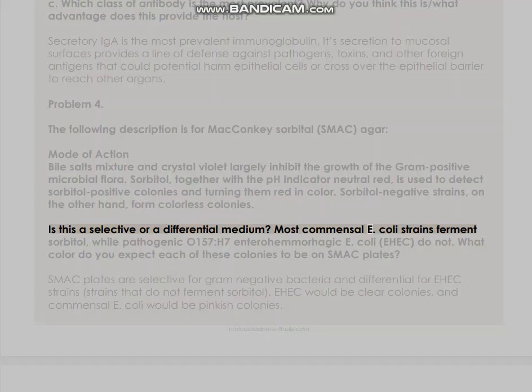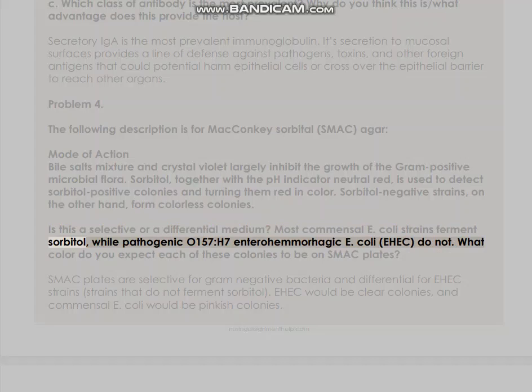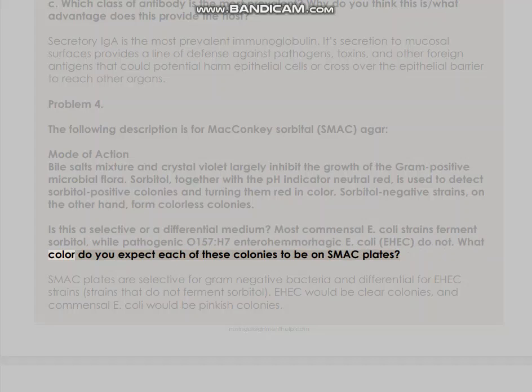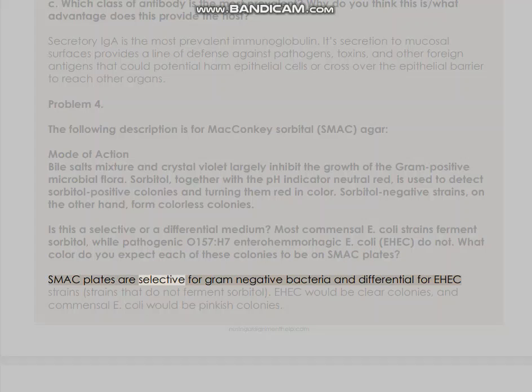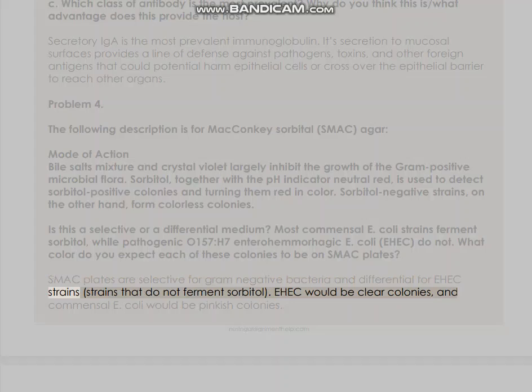Most commensal E. coli strains ferment sorbitol, while pathogenic O157:H7 enterohemorrhagic E. coli, EHEC, do not. What color do you expect each of these colonies to be on SMAC plates? SMAC plates are selective for gram-negative bacteria and differential for EHEC strains, strains that do not ferment sorbitol. EHEC would be clear colonies, and commensal E. coli would be pinkish colonies.